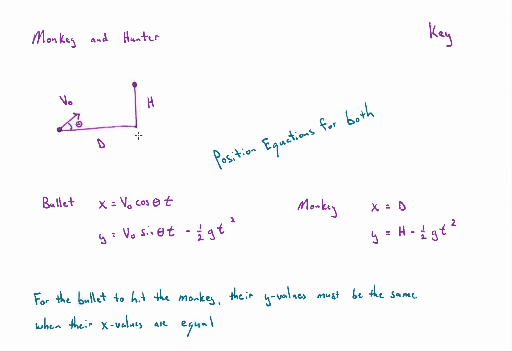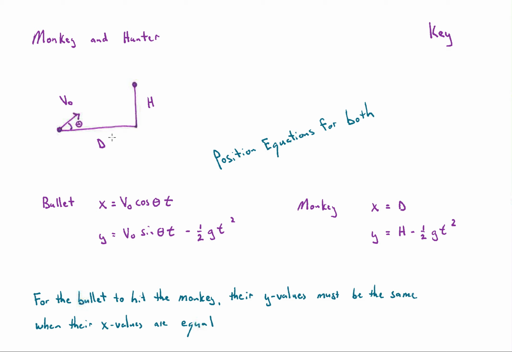And so the monkey's going to be released. The bullet's going to go. And so it really boils down to this. You have to be able to write a position equation for both the bullet and the monkey, which we can do. Because for the bullet to hit the monkey, their y values must be the same when their x values are equal. Meaning, when the bullet has traveled a horizontal distance of d, the bullet and the monkey have to be at the same height. That's like the definition of what it means to collide, right? To be at the same location at the same time.